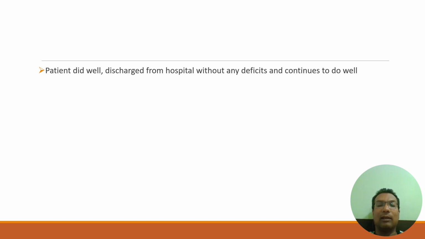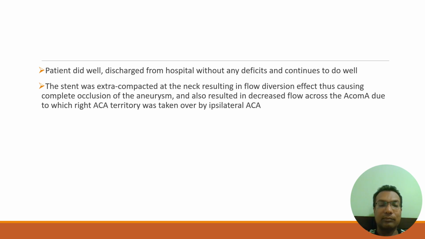Now we have a 6 months follow-up of this patient, and that is why I thought of publishing this case. So the stent actually was extra compacted at the neck, which caused the flow diversion effect. And this is a good technique if we don't have a proper diverter stent because of cost reasons or sizing issues or anything. And this is essential in these kind of blister type of aneurysm.